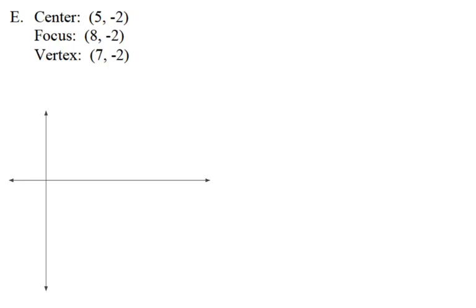All right, center 5, -2. 5, -2 might look something like this. We've got a focal point at 8, -2. I'm going to mark that over here. And a vertex at 7, -2. All right, so what does that give us?